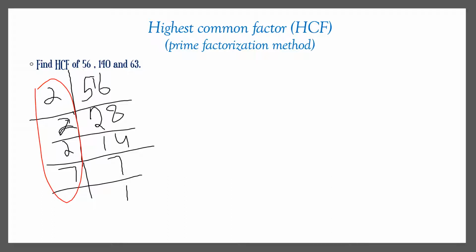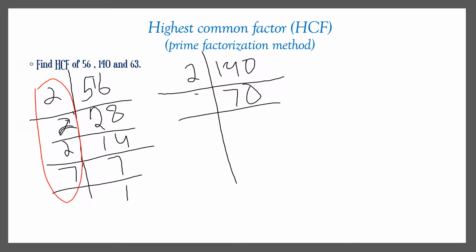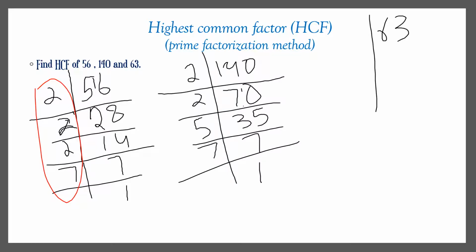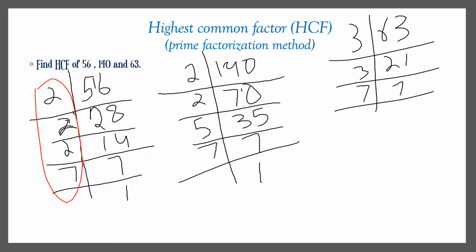Now let's find the prime factors of 140. 2 7s are 14 and 0. 2 3s are 6, 2 5s are 10. Now it can be done with 5, not 2. 5 7s are 35 and 7 1s are 7. Now let's find the prime factors of 63. You have learned divisibility rules, so you can take help of those rules while doing this factorization. Now we have found all the prime factors.